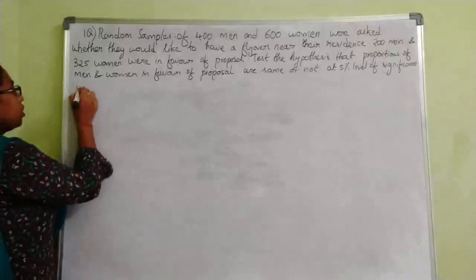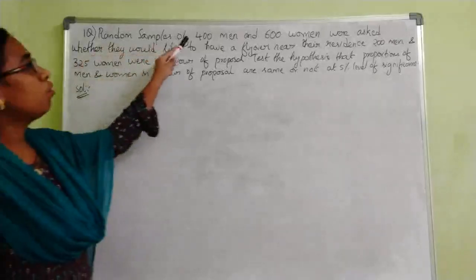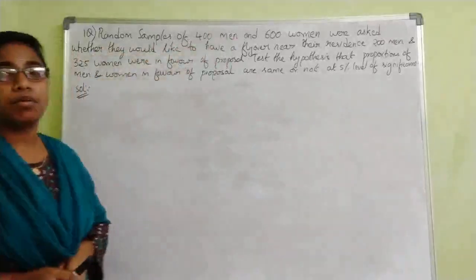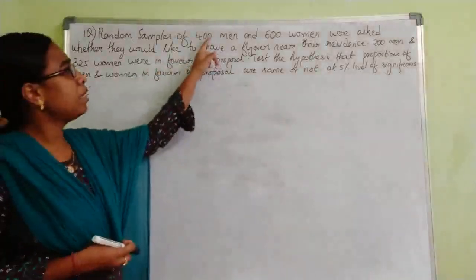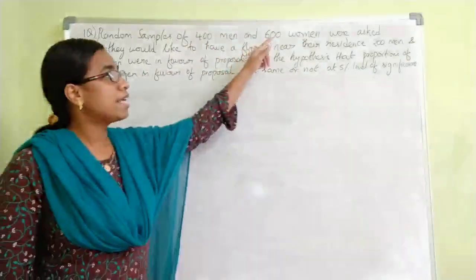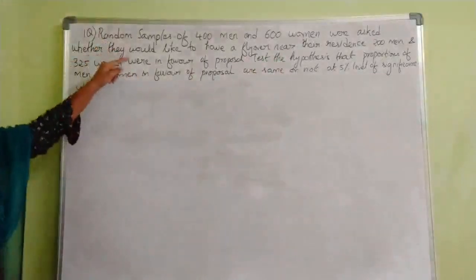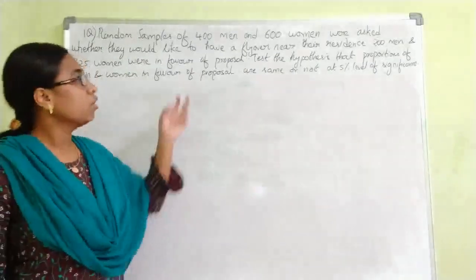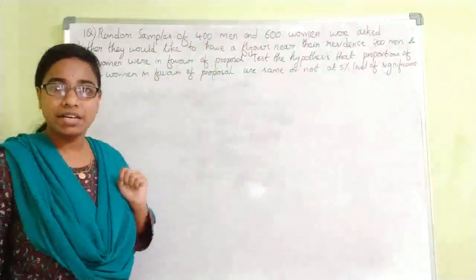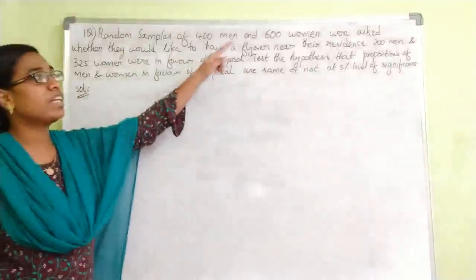Coming to the solution, first you read the question. A random sample of 400 men and 600 women. So two random samples are taken: in the first sample there are 400 men, and in the second sample there are 600 women. They were asked whether they would like to have a flyover near their residence. So a survey was conducted on 400 men and 600 women.